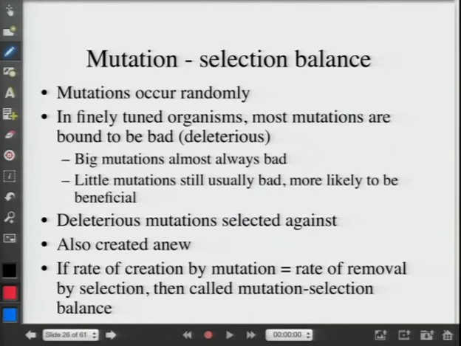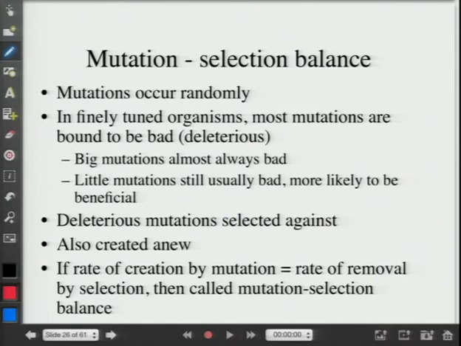But if you are an organism that has had a history of selection, your ancestors survived and reproduced in a particular environment, it's likely that your genotype is already fairly well adapted to that environment because of selection on your ancestors. So that means that most mutations are likely to be bad, because your lineage already has a history of selection optimizing you for that particular environment. So we call bad mutations deleterious. They lower your fitness. Large mutations are going to almost always be bad.